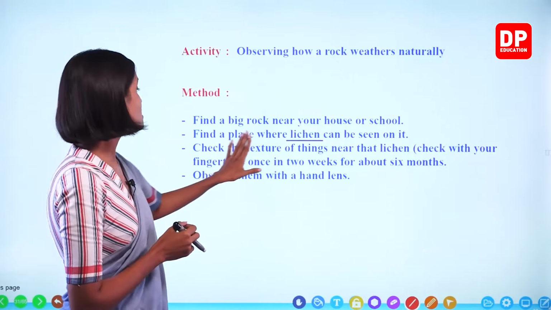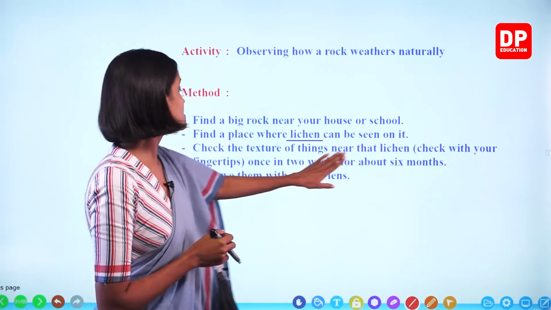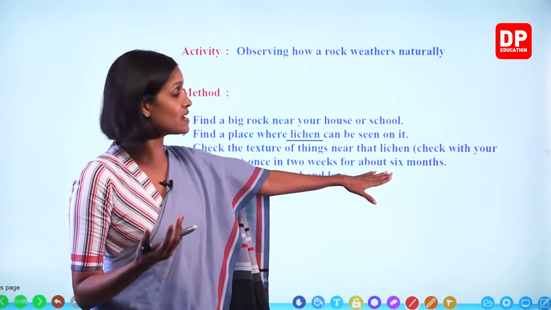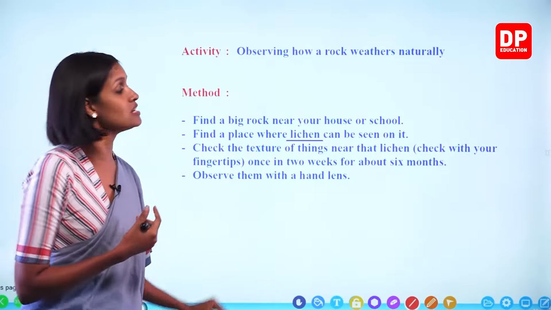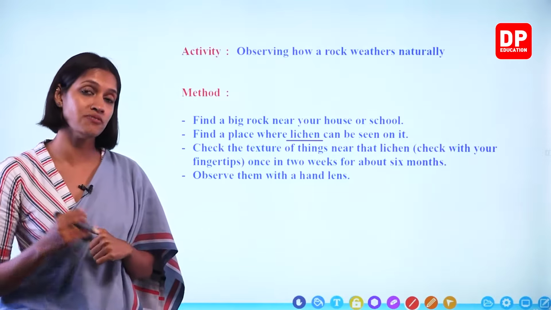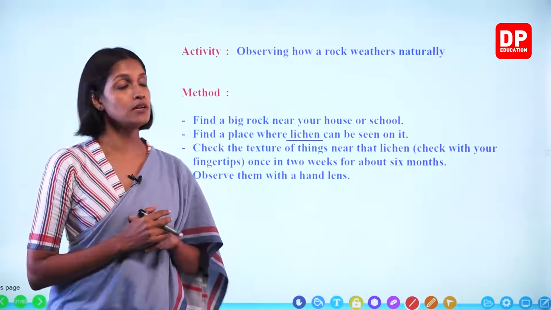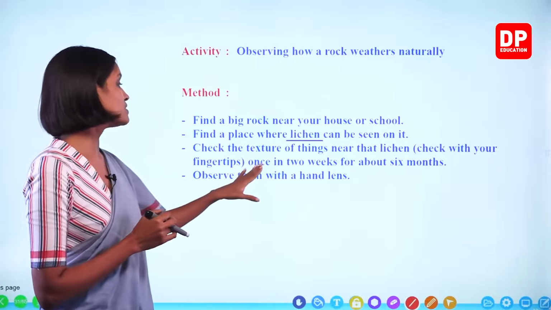So check the texture of things near that lichen once in 2 weeks for about 6 months. That is why I said this takes a long time. At least for about 6 months you have to observe this. Rock weathering won't take place in a day or two. So observe them with a hand lens.